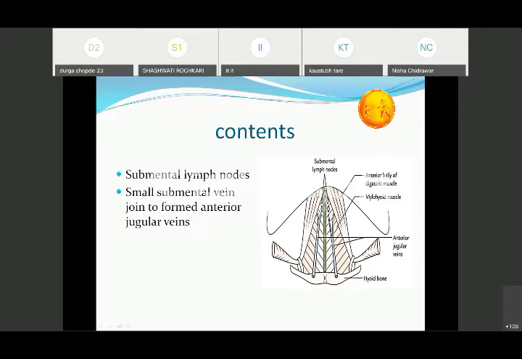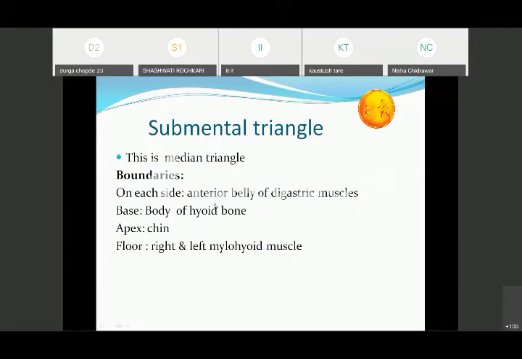So this is the anterior belly of digastric muscle on both sides, and the hyoid bone will form the base of the triangle, and the apex is formed by the chin. So this is the triangle, that is the submental triangle. So the boundaries are, on each side, the anterior belly of digastric muscle, the base is formed by the body of the hyoid bone, and the apex is by the chin.